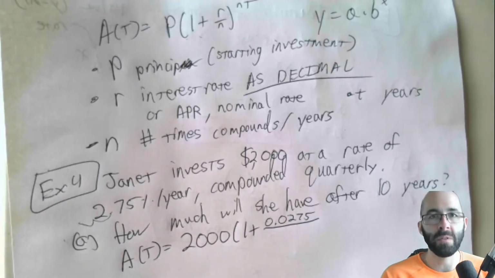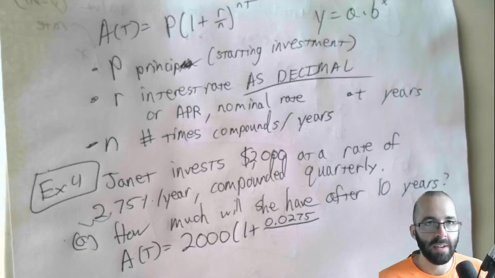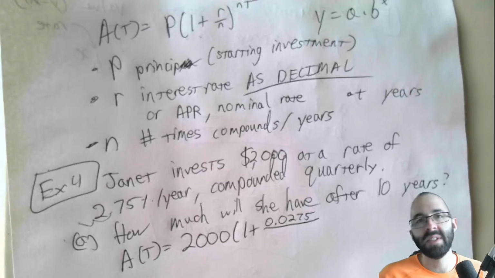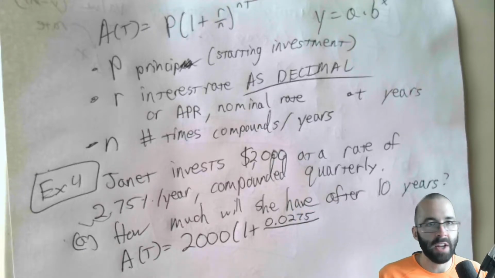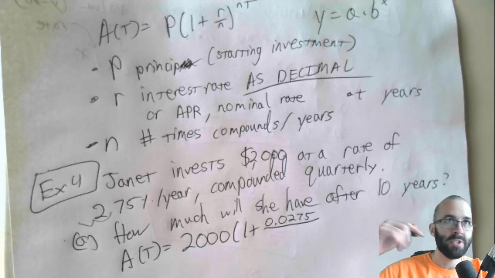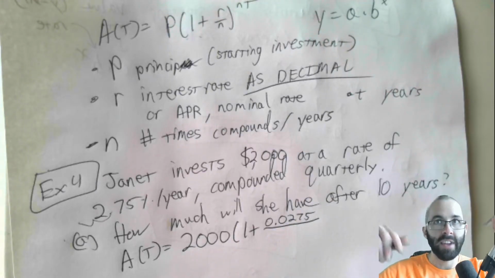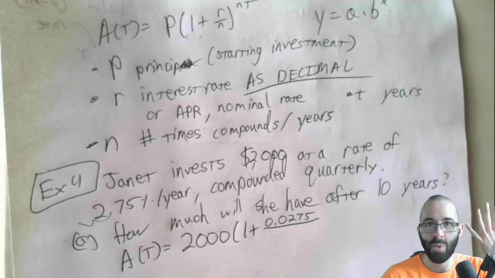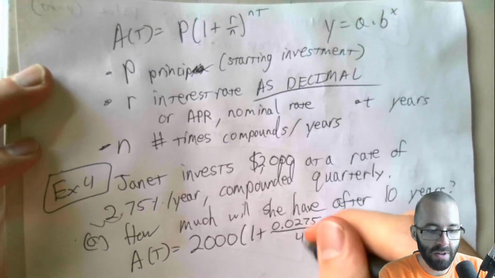We're compounding quarterly. That's every quarter of a year. Very commonly in businesses, quarters could be January through March, then April through June, July through September, and then October through December. There are 4 quarters in a year. Makes sense. So n is 4.